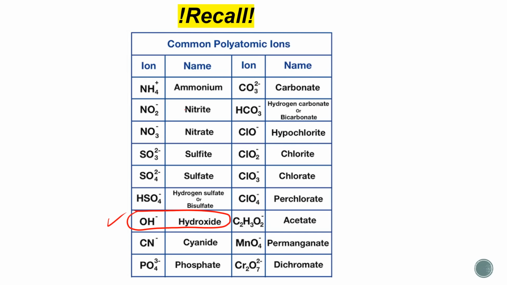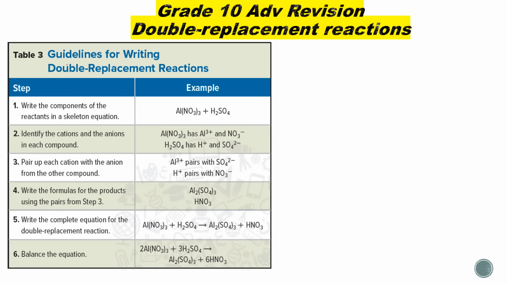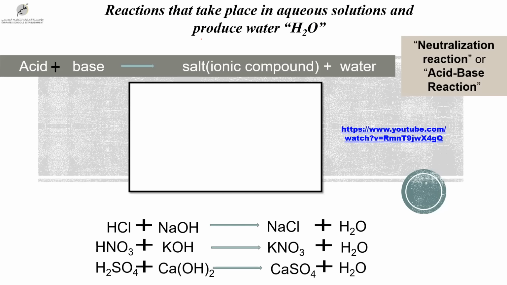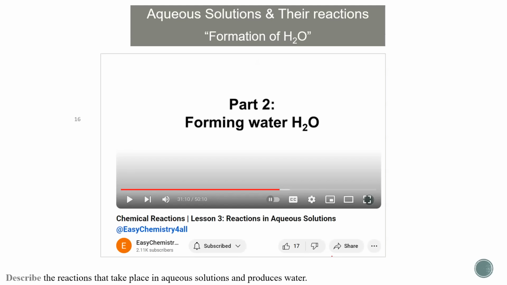Alright? And regarding the double replacement reactions, this is how we write double replacement reactions. These are the guidelines for double replacement reactions. And these are examples of acid-base reactions, which you studied before, all right? So you have different acids and bases, and then you will get salt and water, acid base, salt water.